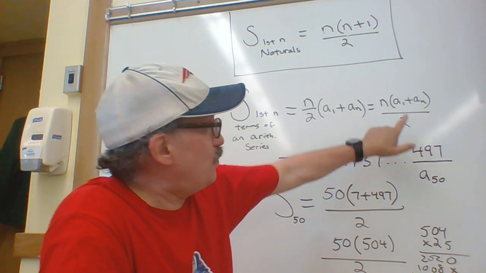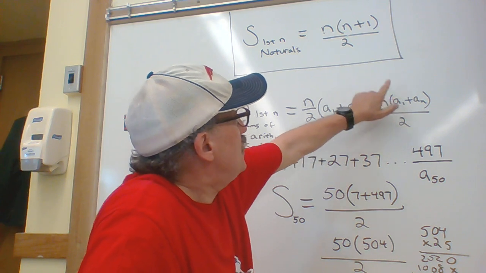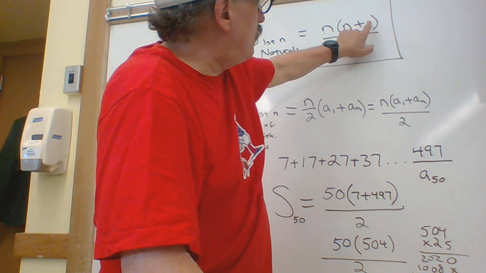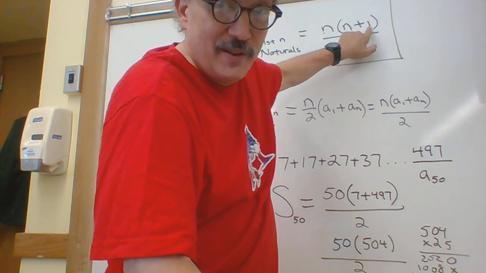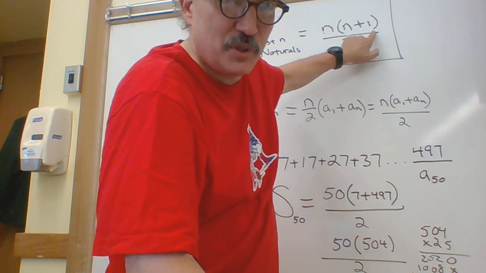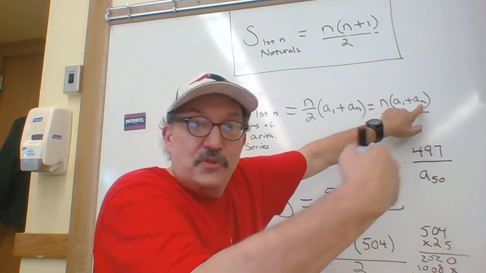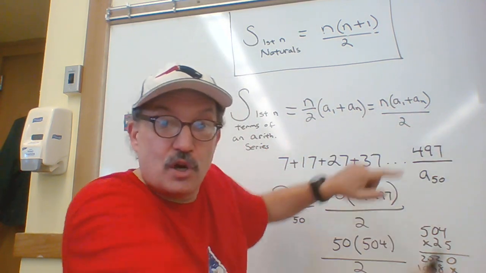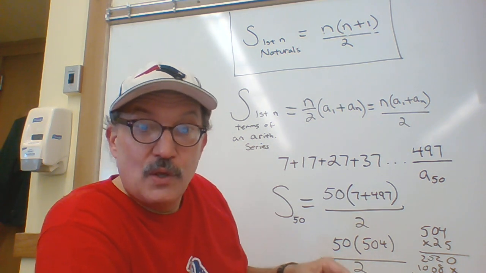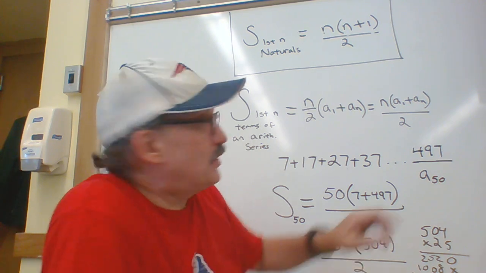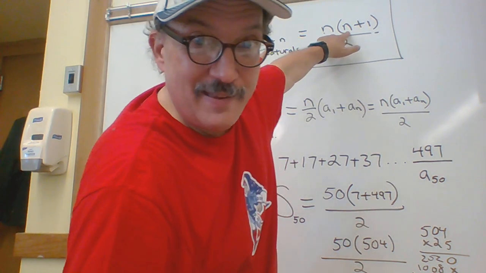Okay, let me make that point one more time. This a sub 1 in the general case for the natural numbers is 1. The first term of the natural numbers is 1. And the a sub n, the nth term, is the nth term of the arithmetic sequence. Well, the nth term of the arithmetic sequence known as the natural numbers is n. Okay.